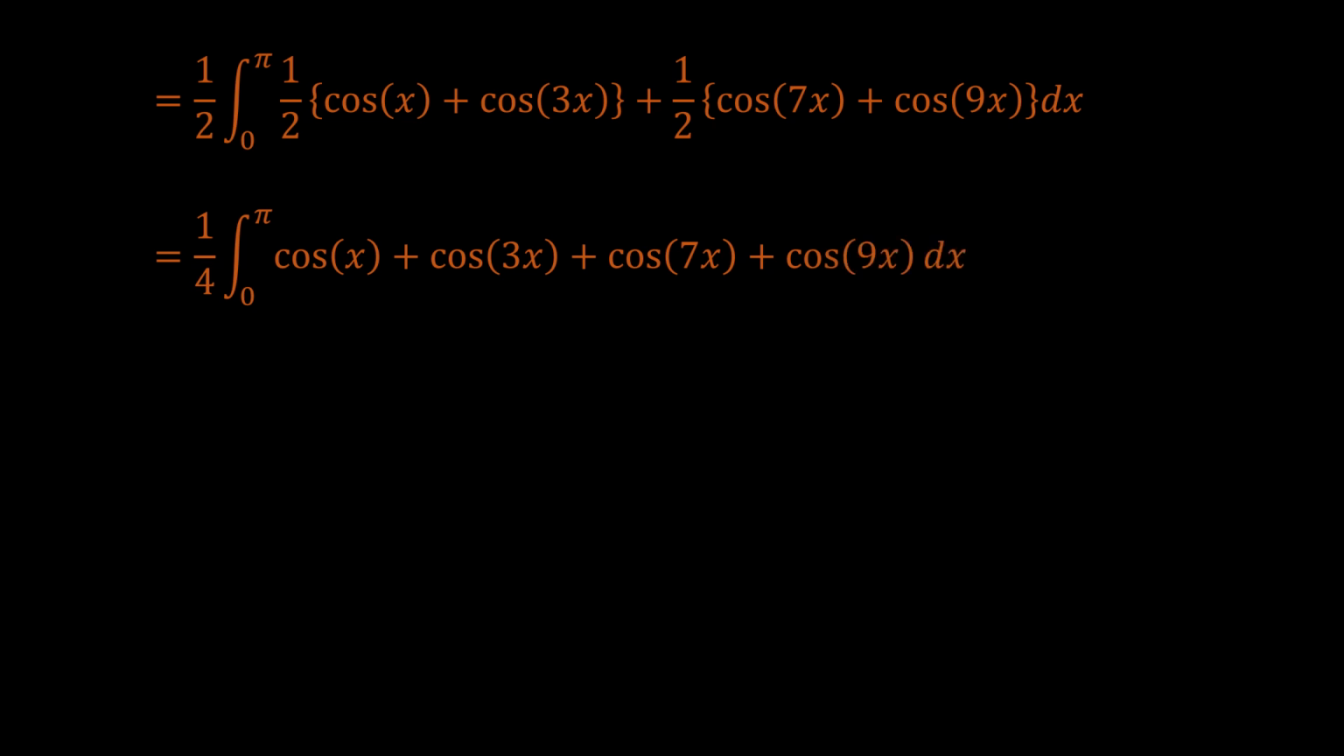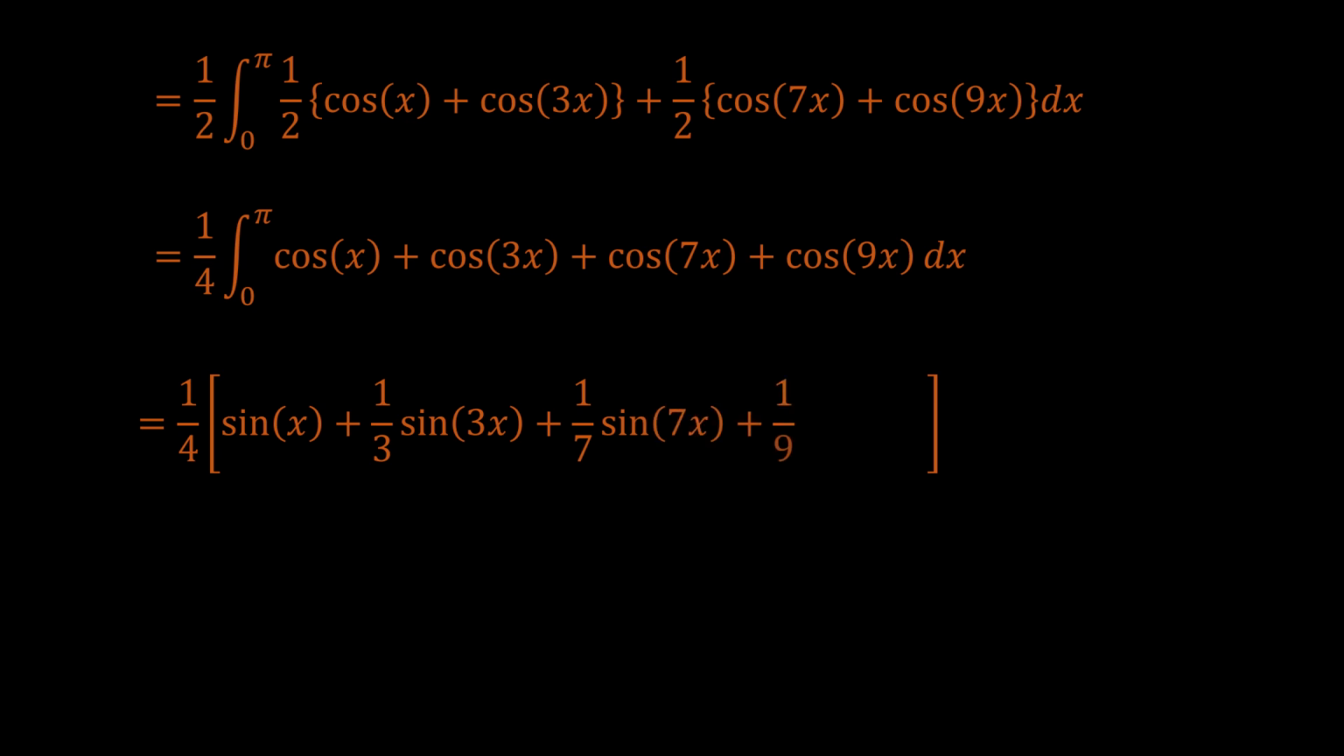I mean, from here already you can see it's 0 because all these functions are periodic, and you are moving from positive all the way to negative, so the positive area cancels the negative area. But let's not dwell on the analytical part of it and just integrate the terms. What you get is sine x plus 1 over 3 sine 3x, plus 1 over 7 sine 7x plus 1 over 9 sine 9x.